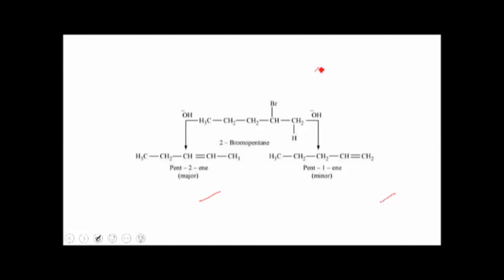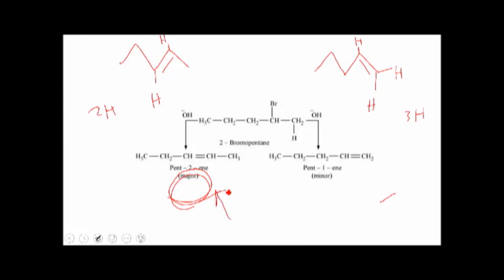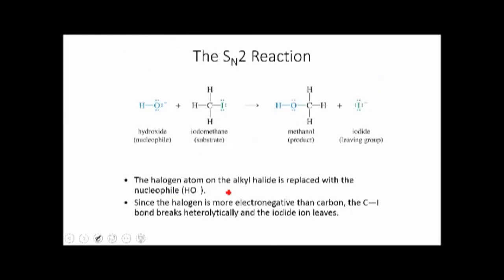if I want to draw this, it looks like this: 1 2 3 4 5. And this one looks like 1 2 3 4 5, and it's actually looking like that. So these are the only hydrogens there. This one has hydrogens as well as hydrogen there. So this one has 3 hydrogens, this one has 2 hydrogens, therefore we will use this one as a major product. This is an SN2 reaction.